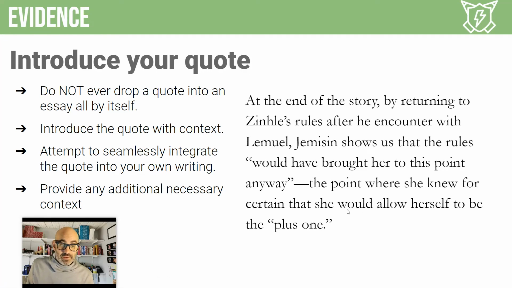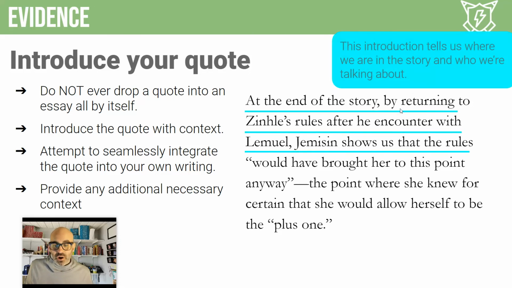Here's what I've done in the end. So at the end of the story, by returning to Zinli's rules after the encounter with Lemuel, Jemison shows us that the rules would have brought her to this point anyway. I know there was a typo up here. I put "he" and it should be "the." We all make mistakes, okay? That's why we edit. Jemison shows us that the rules would have brought her to this point anyway, the point where she knew for certain that she would allow herself to be the plus one.